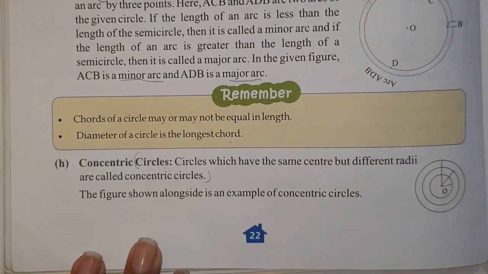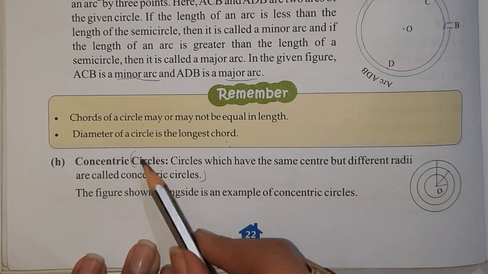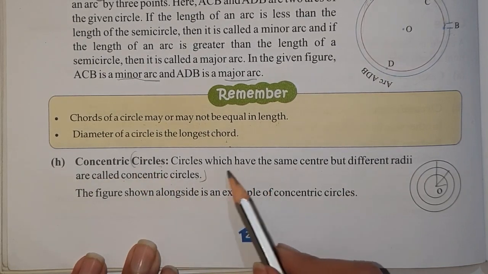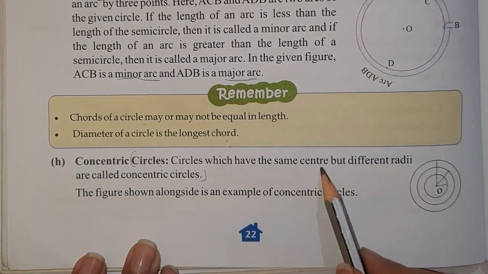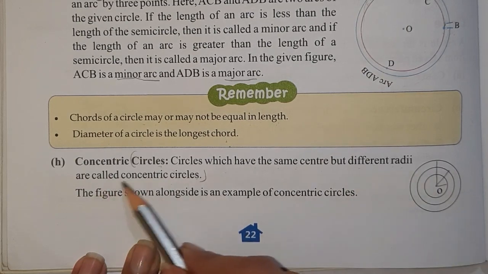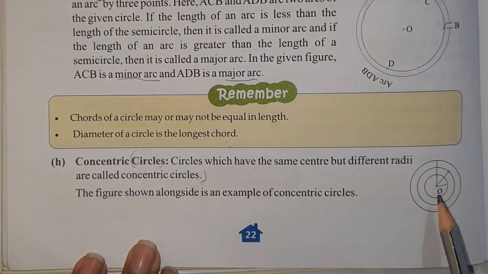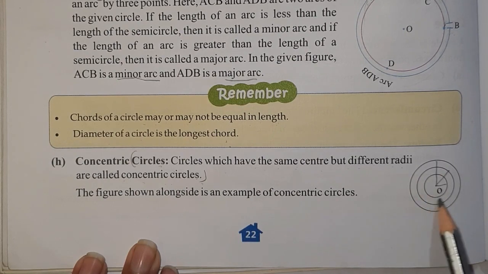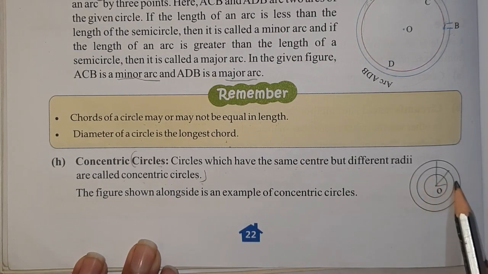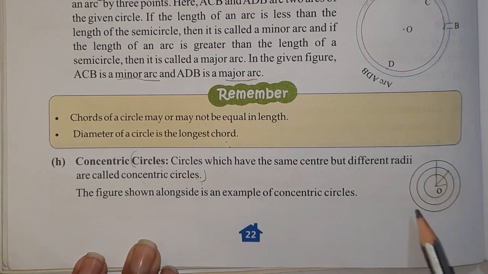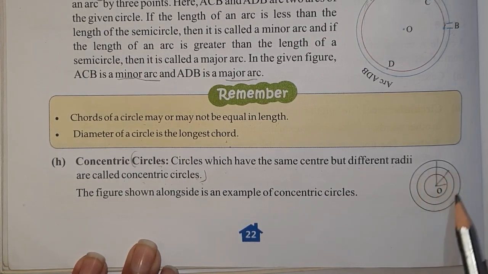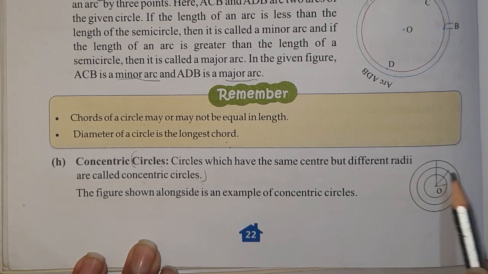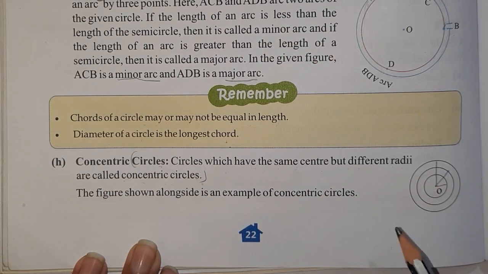Okay. And the last definition is a concentric circles. Circles which have the same center but different radii are called concentric circles. Center is same, radii are different. First circle, suppose it is drawn with the radius 1 centimeter. Second circle with center O, but radius is 2 centimeter. Third circle, center is again O, but radius is 3 centimeter. Then these circles are known as concentric circles.